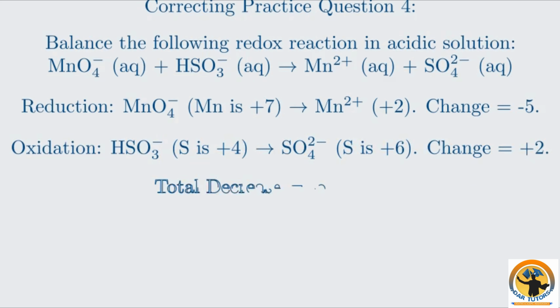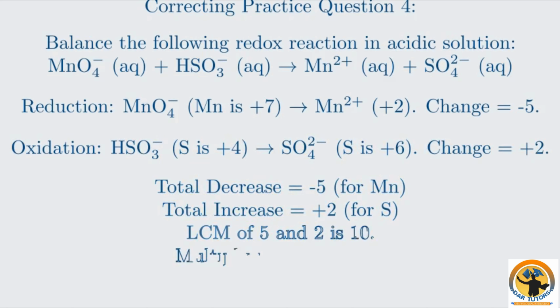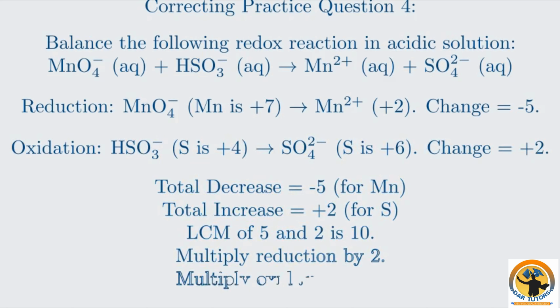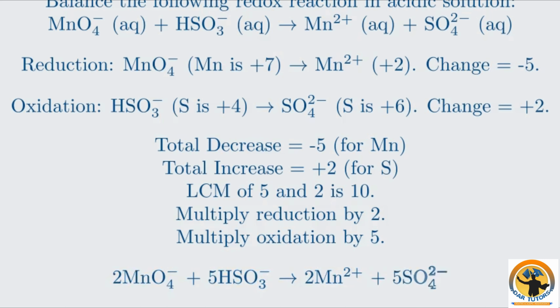Okay, now we have a decrease of 5 and an increase of 2. The least common multiple is 10. So we multiply the reduction by 2 and the oxidation by 5. This gives us 2 MnO4- reacting with 5 HSO3-. So the initial balancing gives us this. Now we balance the rest of the equation.